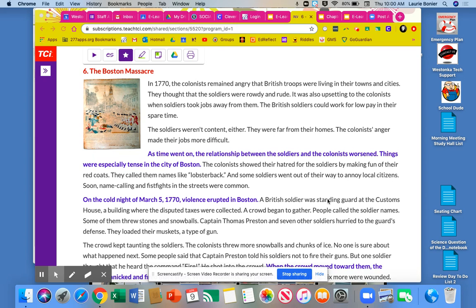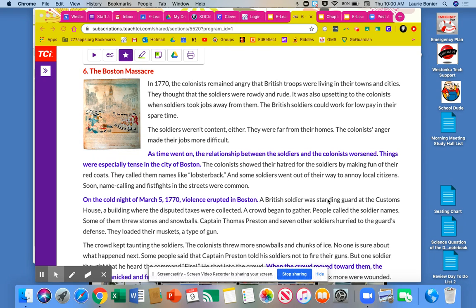They didn't ask to be there. It was an order by the king. They weren't paid very well. They were away from their homes. The fact that the colonists were angry with them and treated them poorly made their job even harder and made their conditions in the colonies even more difficult.